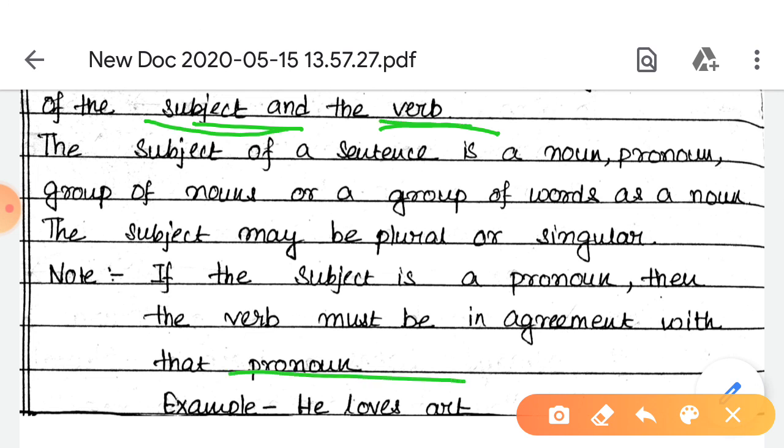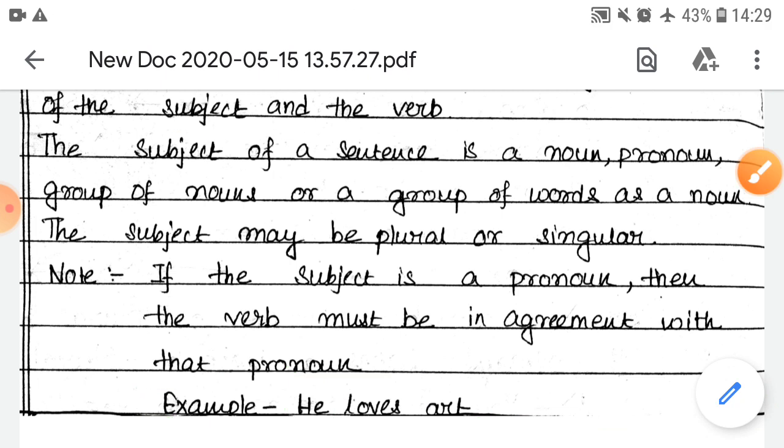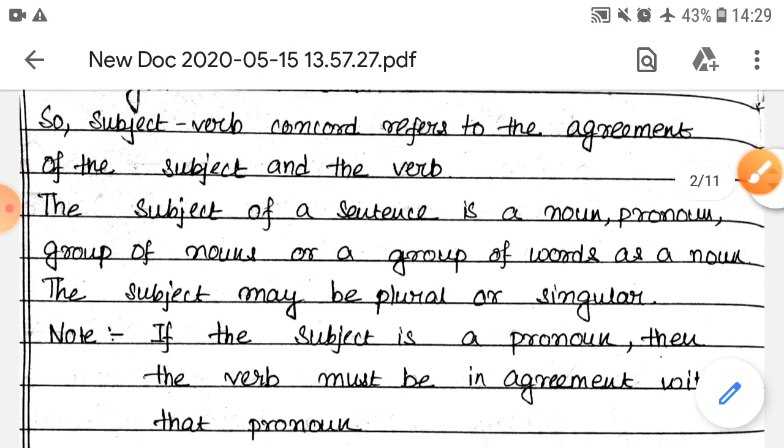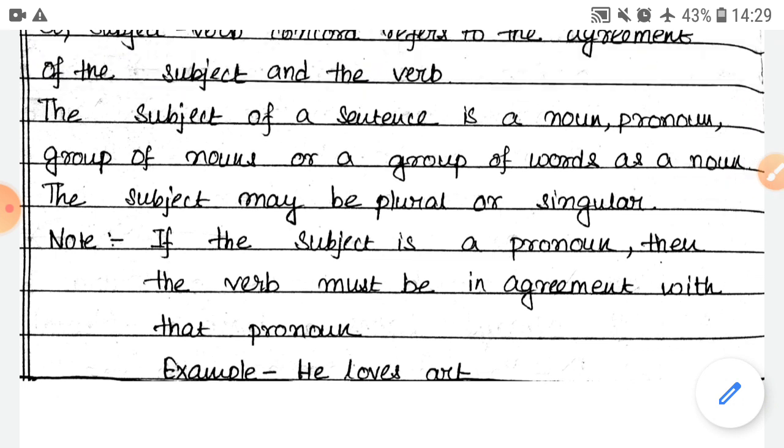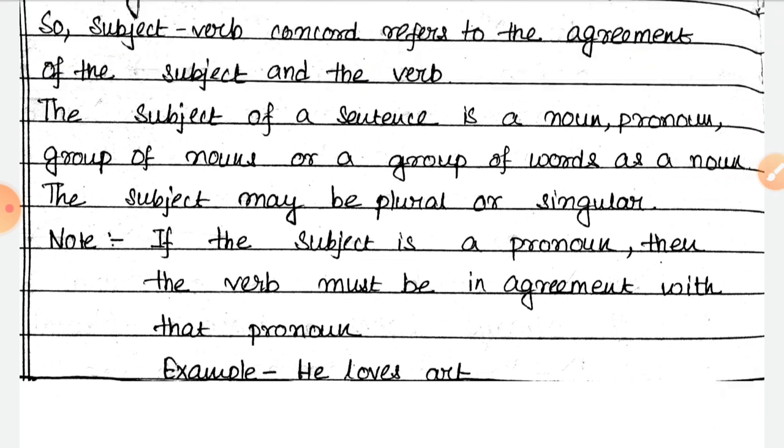Here is a sentence, you can see. Here is a subject and here is a verb. So the agreement, the concord between this subject he and this verb loves, what type of a relationship will there be between these two? This is known as subject verb concord. So the subject of a sentence is a noun, pronoun, group of nouns or a group of words as a noun. So subject can be plural or singular.